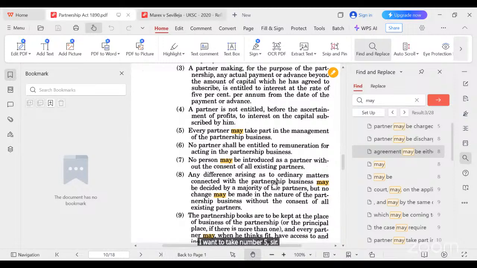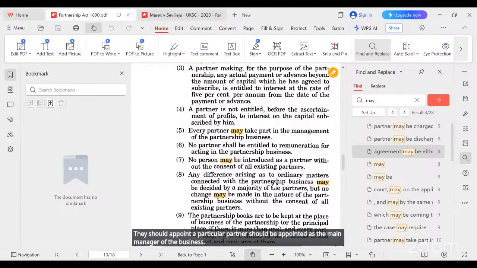Okay, go ahead. Number 5 says every partner may take part in the management of the partnership business. Do you think this should be changed? Yeah, it should be changed. Why? Too many cooks spoil the broth. A particular partner should be appointed as the main manager of the business.